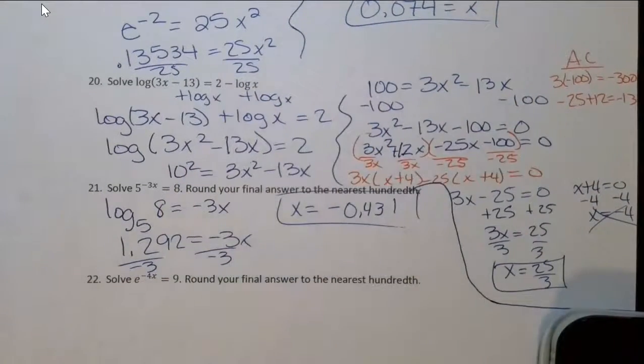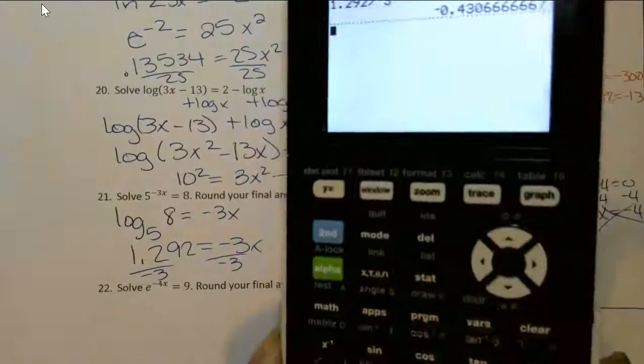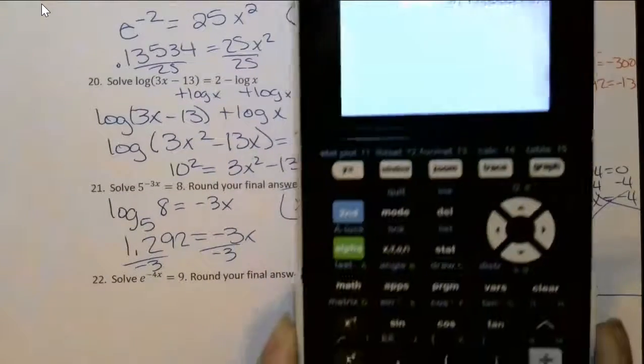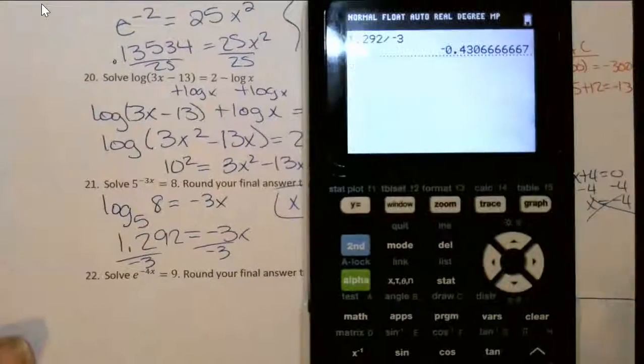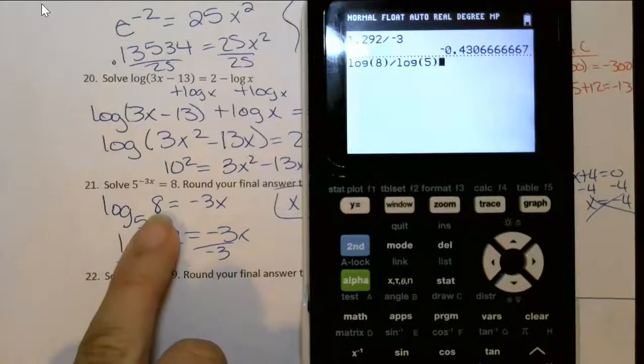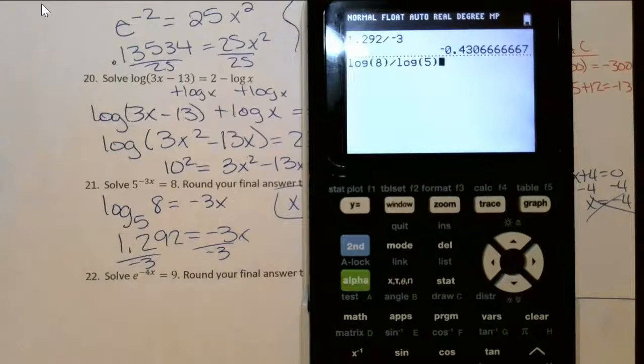Another thing, if I didn't have a calculator that was as new as this one, what I could do to get my log base, I could do change of base, which is log 8 divided by log 5. So you take the number that you want and then divide by your log, and that gives me the same number, 1.292.